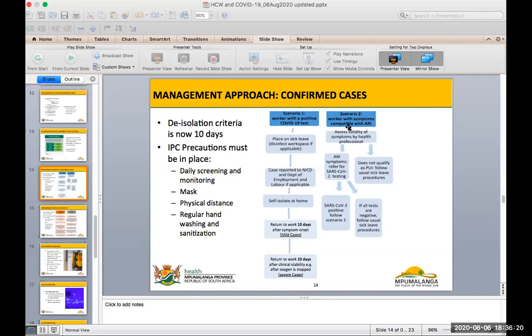In scenario 2, you may have a co-worker with symptoms suggestive of COVID. That co-worker, either through screening or just coming to work, reports such kind of symptoms. So that co-worker needs to be assessed by a professional, either a doctor or a nurse. If the person fits the criteria for PUI, then they'll have to be tested. If the results come back positive, scenario 1 is followed. If the results come back negative, you have to come back to work. If the healthcare worker does not fit the criteria for PUI, then the usual or normal sick leave procedures are followed.